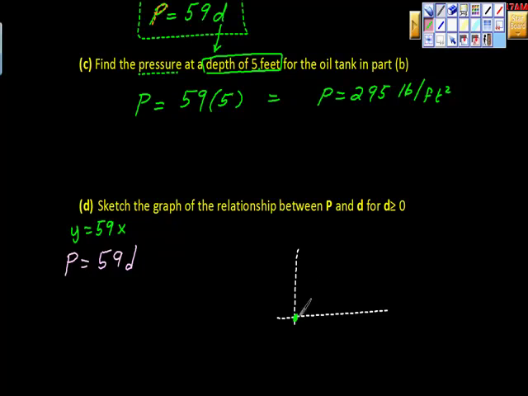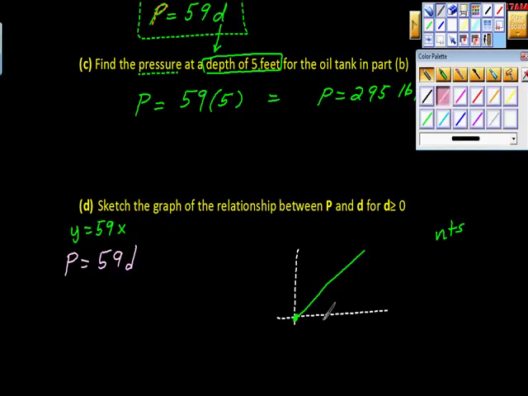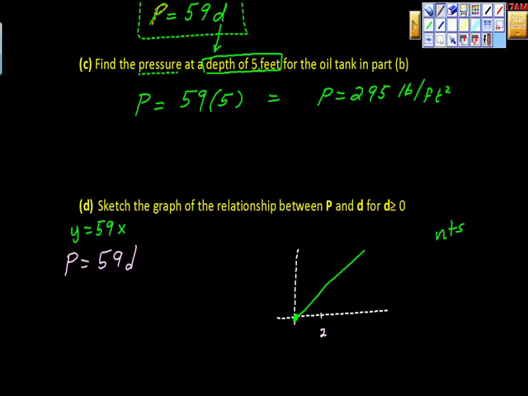The point (0, 0) is a terrific point to use. I know this looks more like y equals x. I'm sorry that it's not in proportion, but you just have to take my word for it; it's not to scale. And then I'm going to come up with one other point. Let's say if we had a depth of 2, then 2 times 59 would be 118, wouldn't it? So we have the point (2, 118), and this is the graph of P equals 59d.